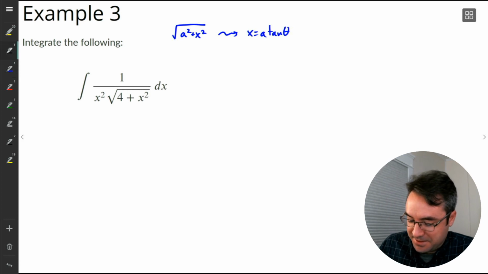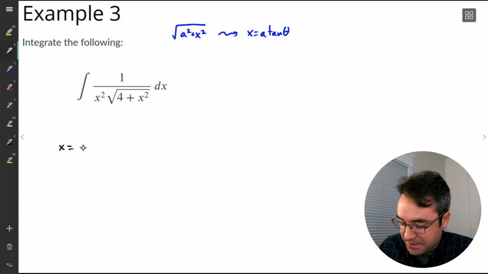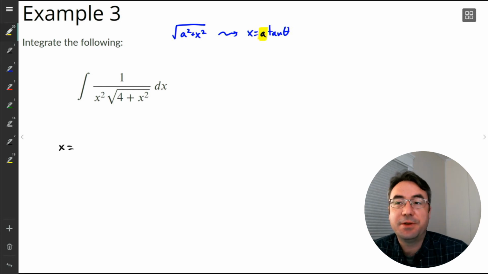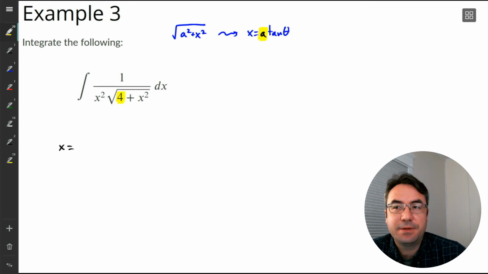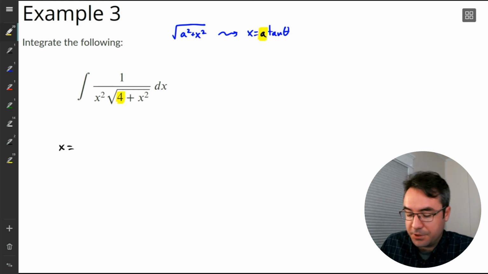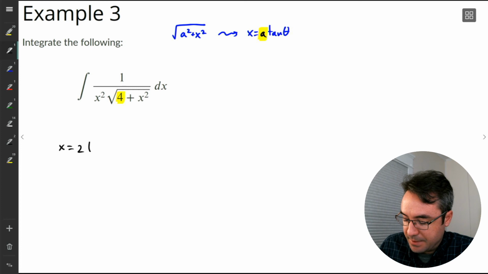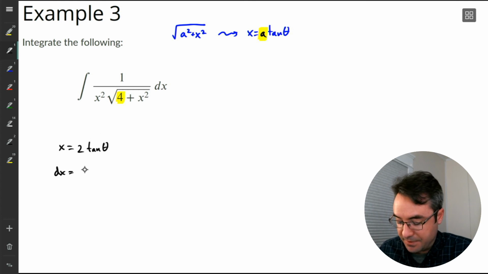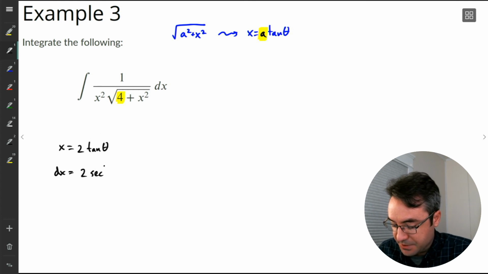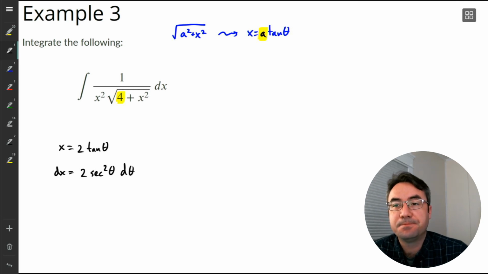And let's write down our pieces. The only thing that we have to figure out, once we decide on what our trig sub is going to be, is a value for a. To do that, we look at the constant and just take the square root of it. So we have 4, and the square root of 4 is 2. So this is going to be 2 times tan theta. Then we need to differentiate that to calculate dx. So dx is 2 times secant squared theta d theta. That's the derivative of tan theta.